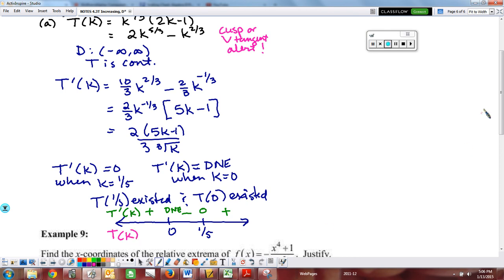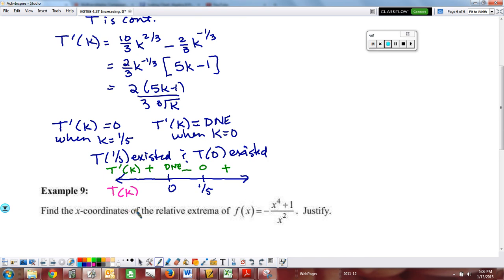Then I use my derivative information, my signs of my derivative, to make a conclusion about what t of k is doing. So I'm basically determining the increasing decreasing test. So I know that we're increasing, and then it's decreasing, and then it's increasing. Okay? Now, because t of 0 existed and t of 1/5 existed, the fact that this does not exist here means that we either have a cusp or a vertical tangent line at that location. And because it's going from increasing to decreasing, most likely you're going to have that cusp or corner point that's going to be there. And then we have decreasing to increasing.